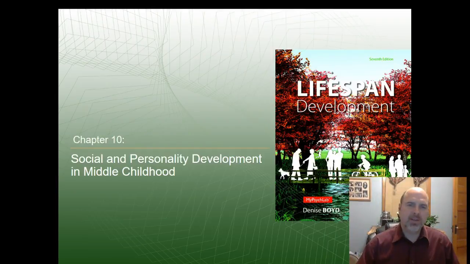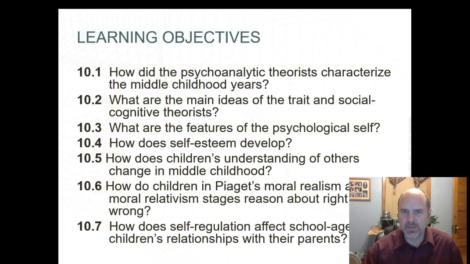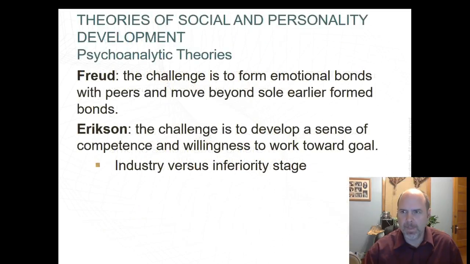Hello, welcome to Chapter 10, Social and Personality Development in Middle Childhood. We are going to cover these objectives: theories of personality, social and personality development, self-concept, advances in social cognition, the social world of the school-age child, and influences beyond family and peers. These are the learning objectives we will be covering in this chapter.